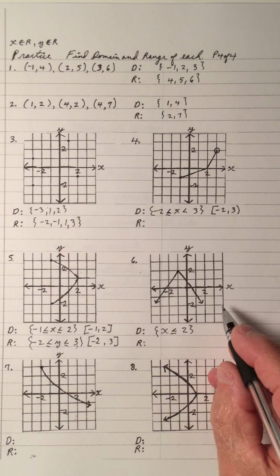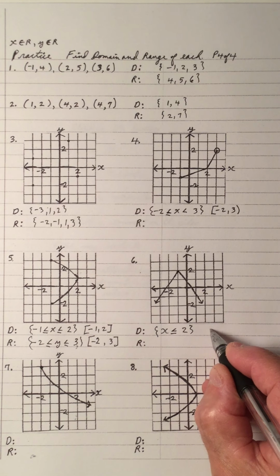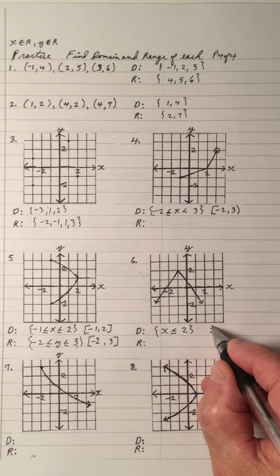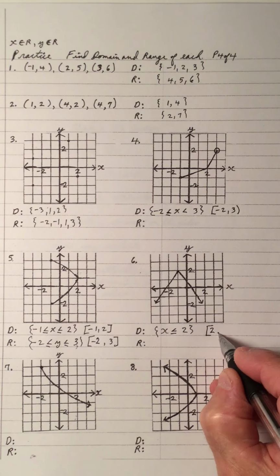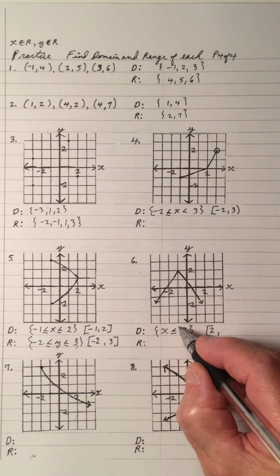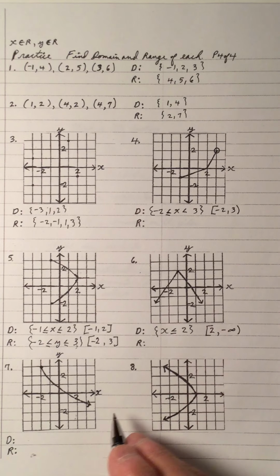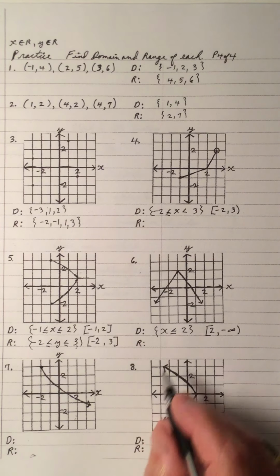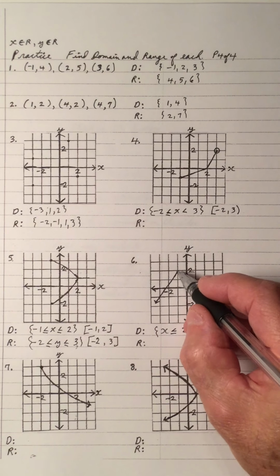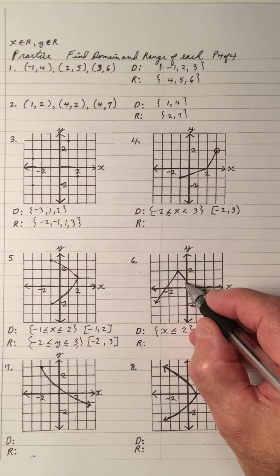And the interval for that is a 2, and it's a square bracket because it's equal to, and it's going down, down, down, down, so it's negative infinity. And it's an open bracket. The range is the y values, and the y values go on down. They keep going down, down, down, down, down.